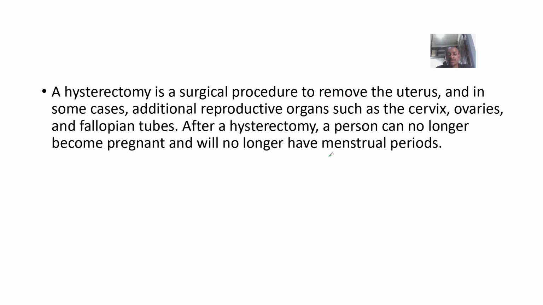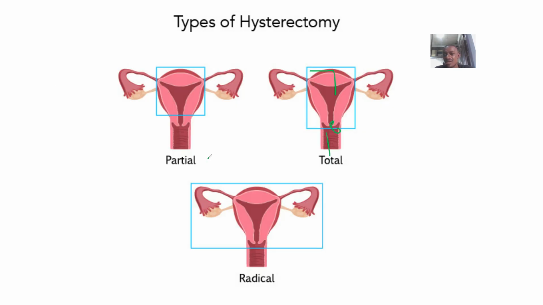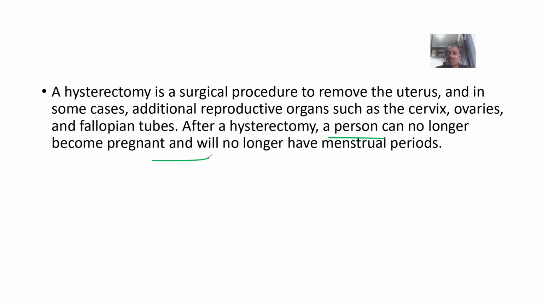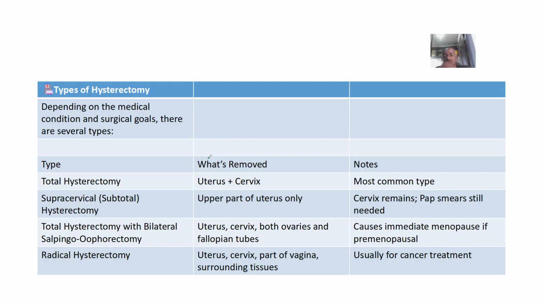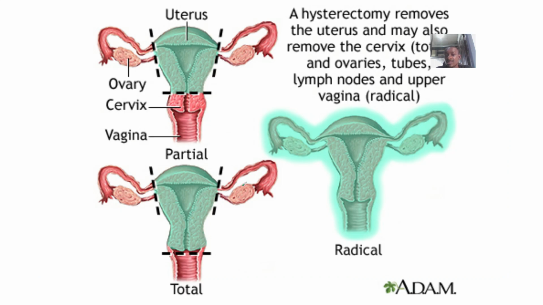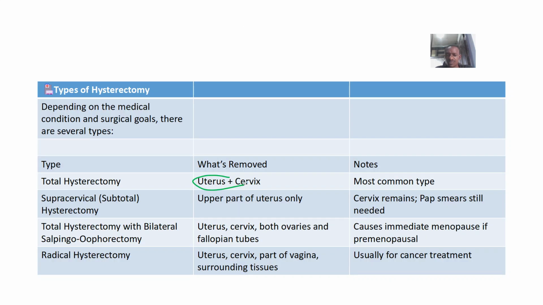Okay, so what we got here is this. So after hysterectomy, a person can no longer become pregnant. This is because you don't have a uterus for the embryo to implant. There's no menstrual periods. All right. So for the types, you have the total one, where you remove the uterus and the cervix. We have the supracervical one, which is just the upper part of the uterus only.